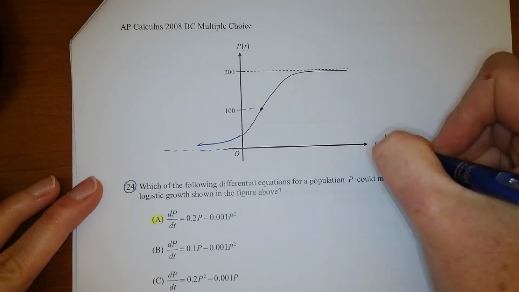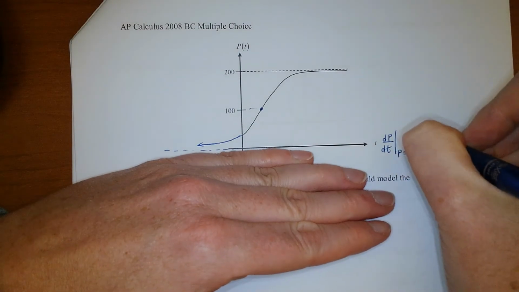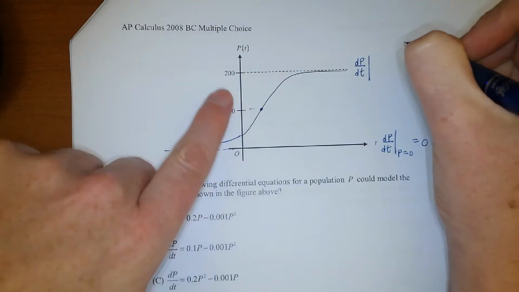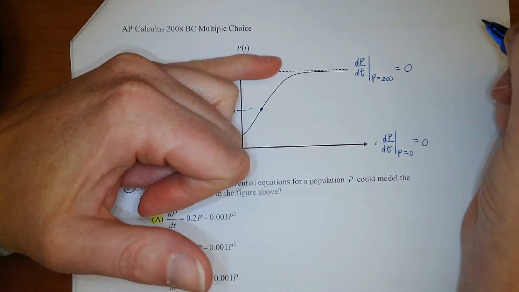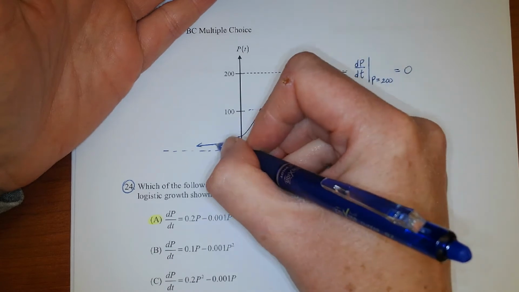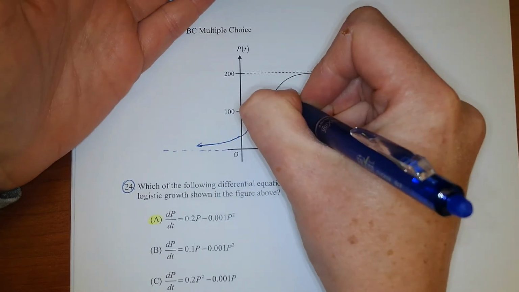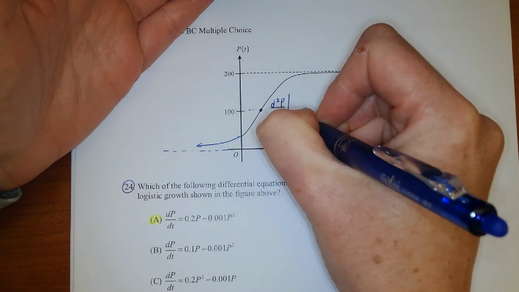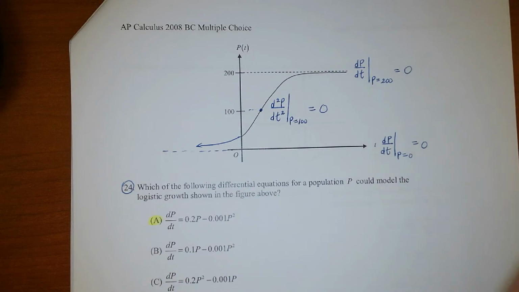So in this problem, you can tell that the derivative when P equals 0, so that's down here, would be 0. You can tell the derivative of this function with respect to time when P is 200 is 0 because of this asymptote at the top. And then you might find it helpful to know that your graph changed concavity at the middle point there where P is 100. So the second derivative when P is 100 would be 0. So hopefully that makes sense.